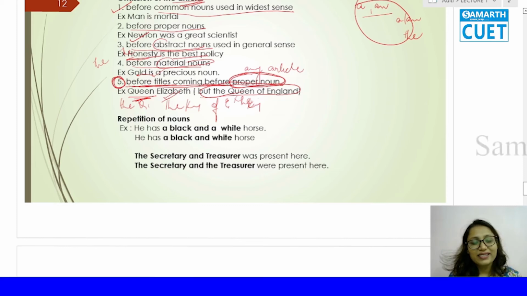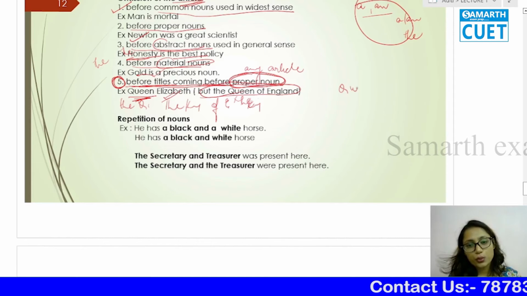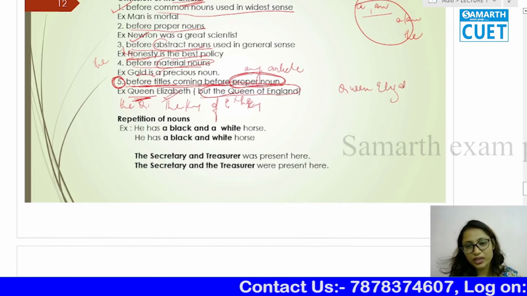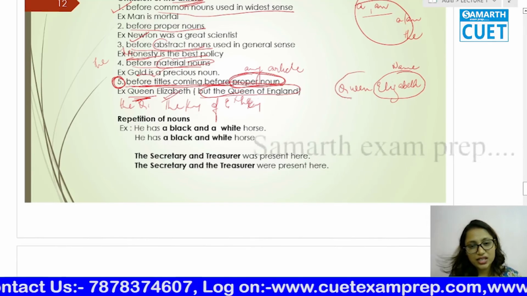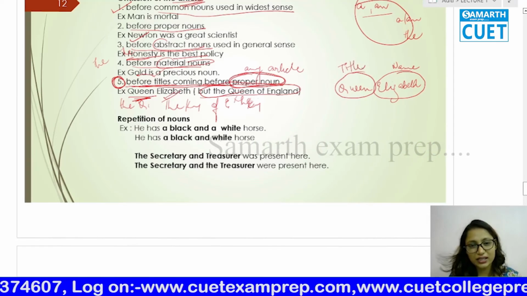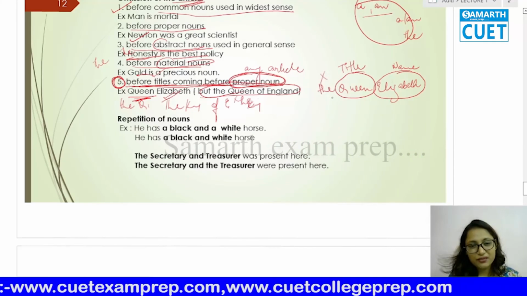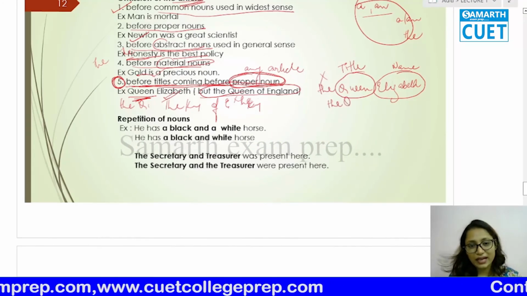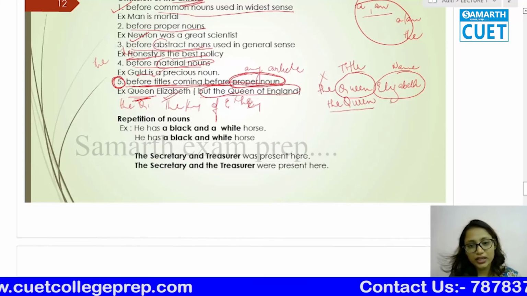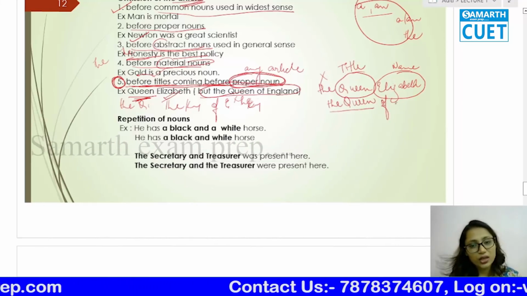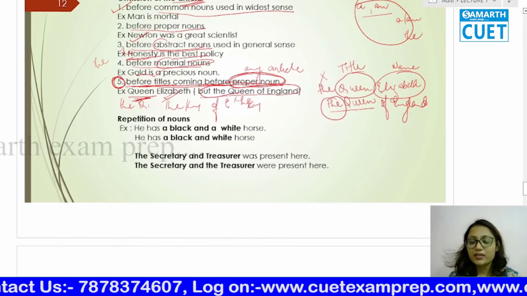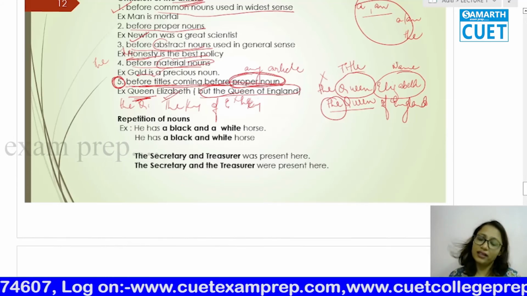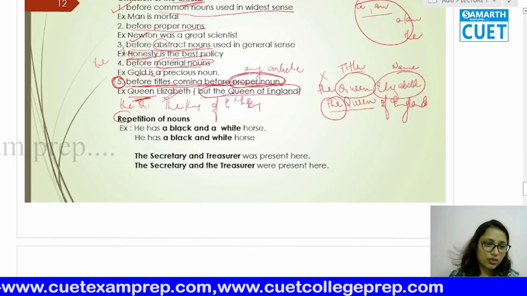So it says before titles coming, that means titles coming before a proper noun. If I use Queen Elizabeth, here Elizabeth is a particular queen. Elizabeth is the name of the particular person, and Queen is her title. So we will never use the. But if we talk about the Queen of England, we are not talking about Elizabeth in particular. So for the Queen of England, the will come. But for Queen Elizabeth, no the; for the Queen of England, the is going to be there.